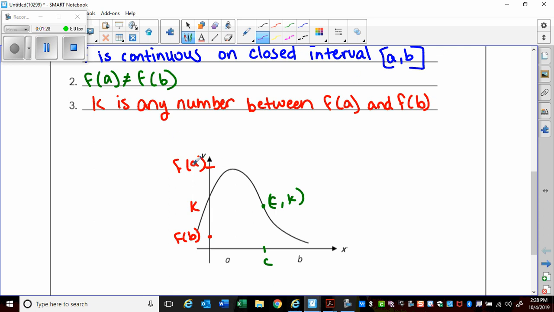So if my y values go all the way up to f of a, all the way up to here, and all the way down to f of b, all the way down to here, then there has to be a k in between there. There has to be a number in between there, and this is going to be k, and f at c will give us k. That's all it states. We talked about this before.